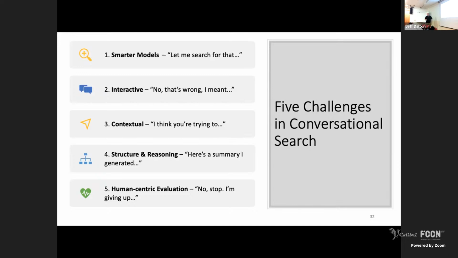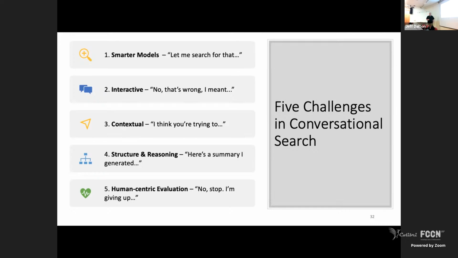And that really means that they also need to be interactive. So that means, no, that's wrong, I meant this. Very often it's a classic hard problem in information retrieval: how do you take a system and leverage negative feedback to actually make the results better? That's traditionally a very hard research area, and not just feedback, but all the forms of interaction that we're going to have.